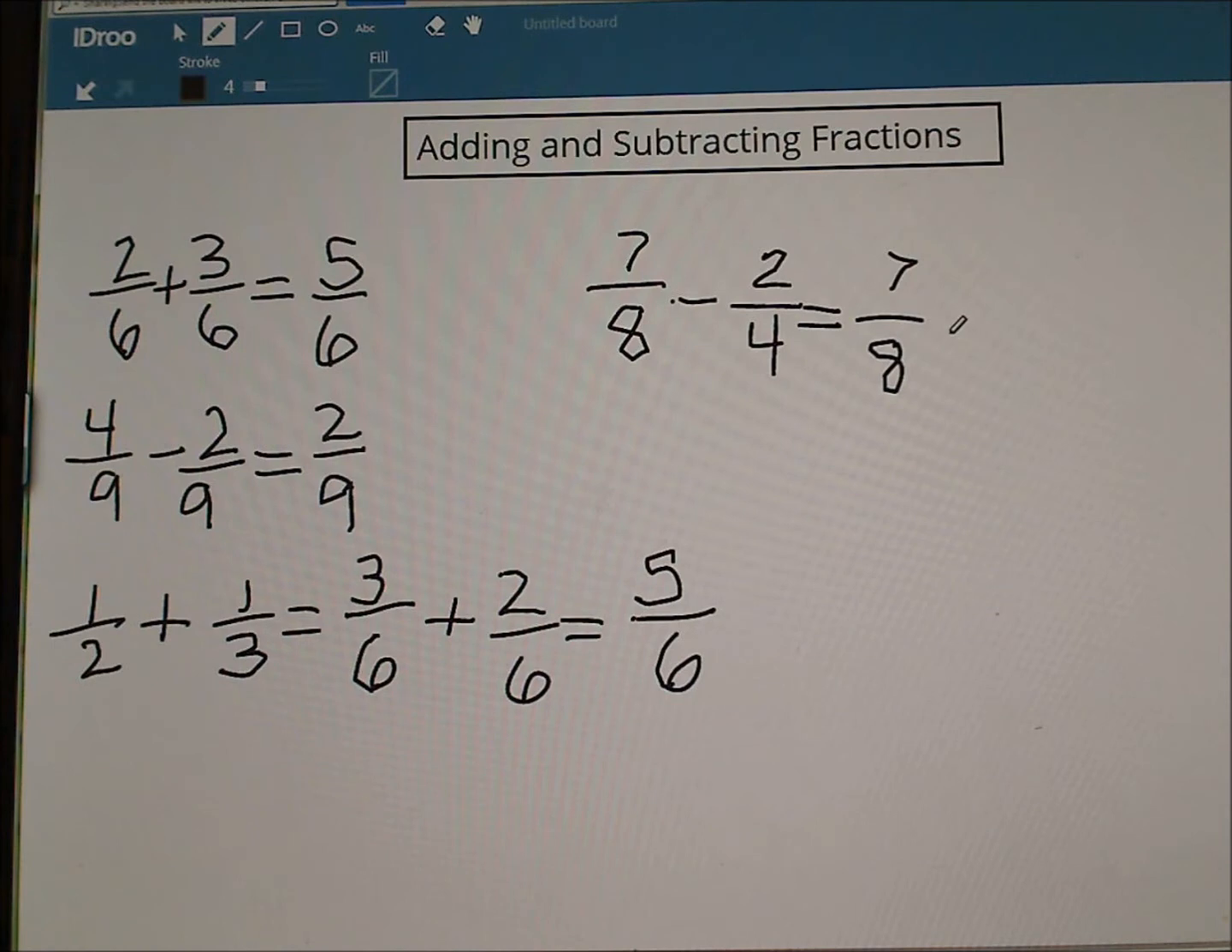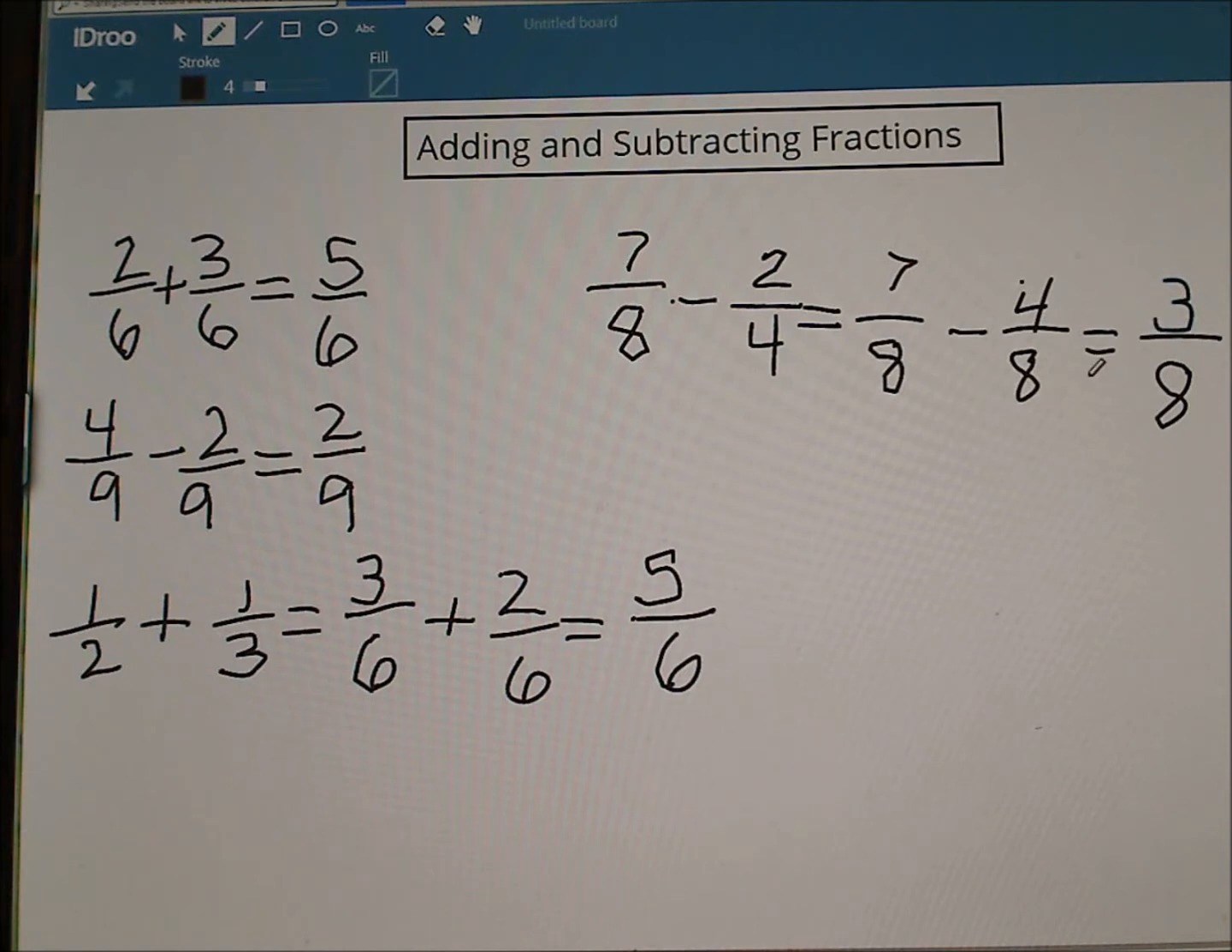But the second fraction must be changed. So in order to go from 4 to 8 with multiplication, I must multiply 4 times 2. And so I must do the same with my numerator. So 2 times 2 is 4. So that second fraction becomes 4/8. Once again, you have a denominator that is the same. So your answer will also have a denominator of 8. And all you need to do now is subtract your numerators. So 7 minus 4 is 3. And your final answer here would be 3/8.